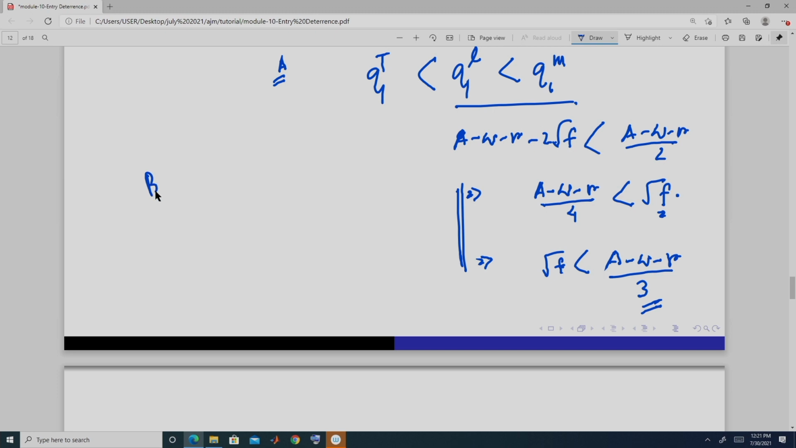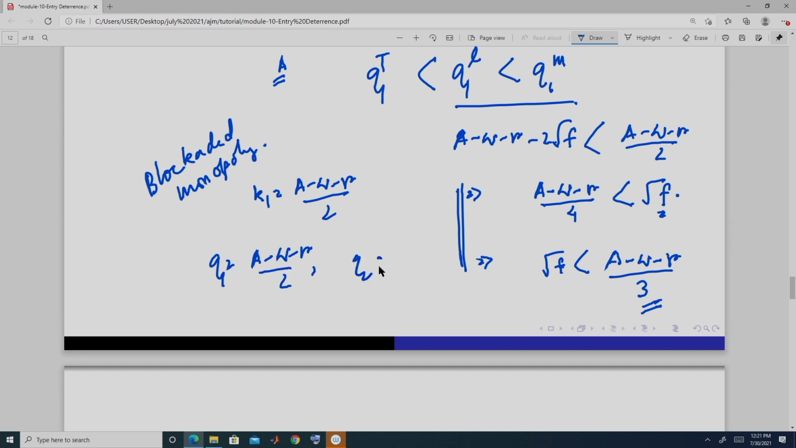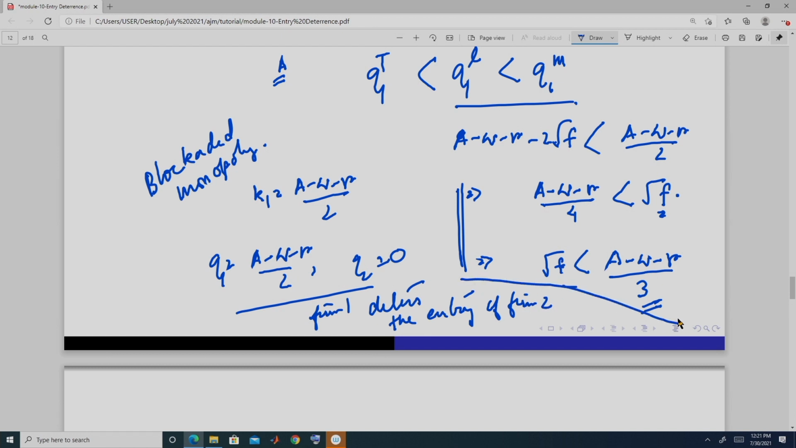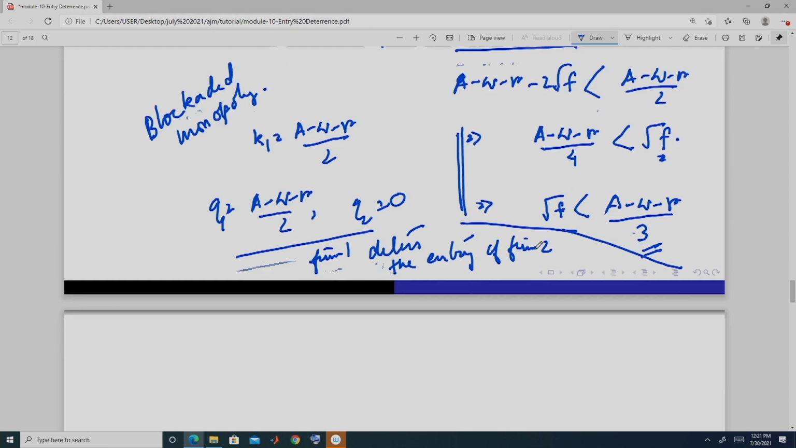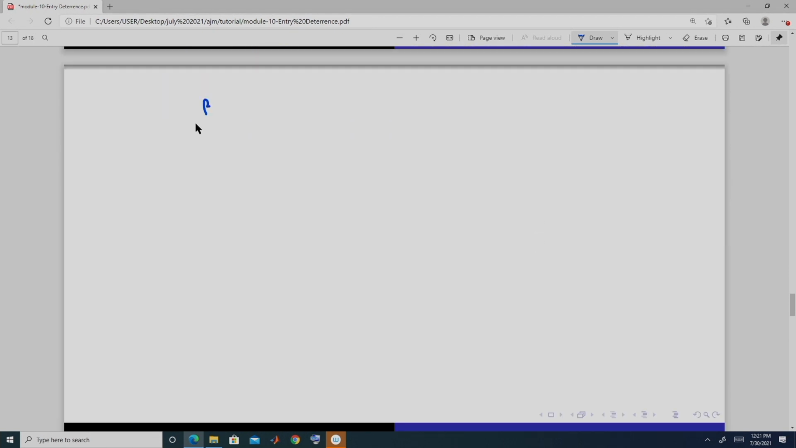So, here again we have blockaded monopoly and K1 is equal to the monopoly output, and this is equal to... and Q2 is equal to 0. So, firm 1 deters the entry of firm 2. Okay. So, this is 1. Next, let us try B.